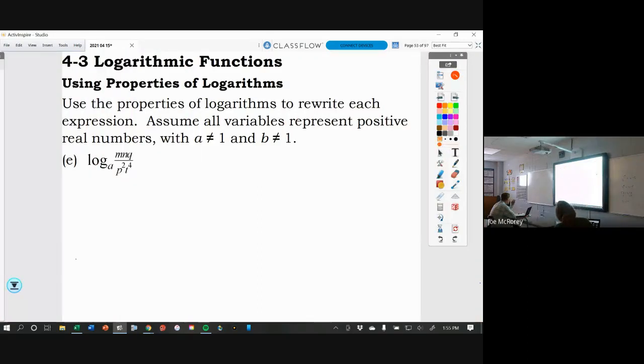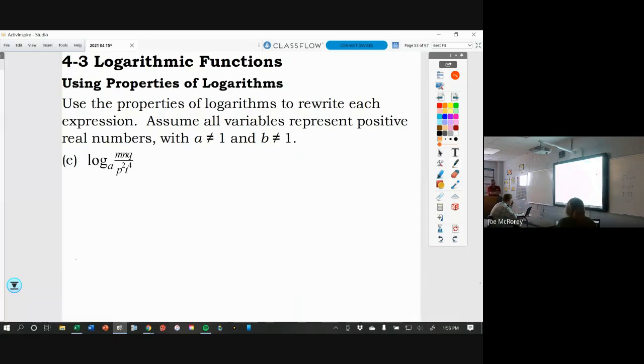Again, I would go straight to the answer on this one. I think I get it. I see it. It's gonna be log A of MQ minus log A of P squared T to the 4th power. You're not done. Okay, but I'm on the right track, or at least we're on the same continent. Same concept.